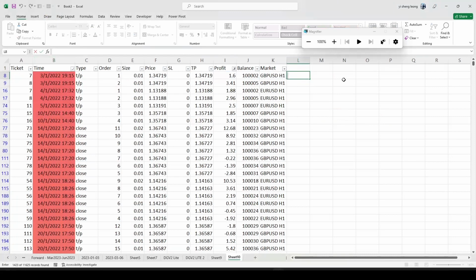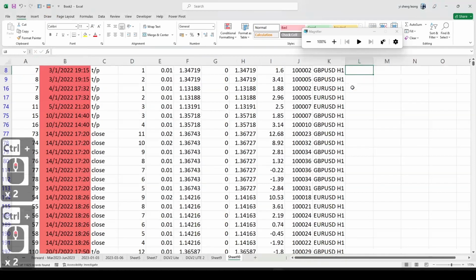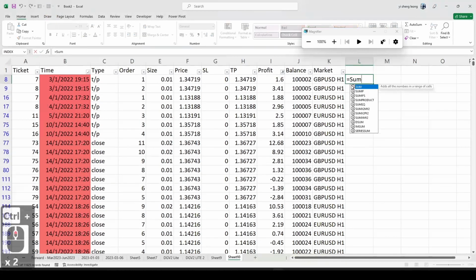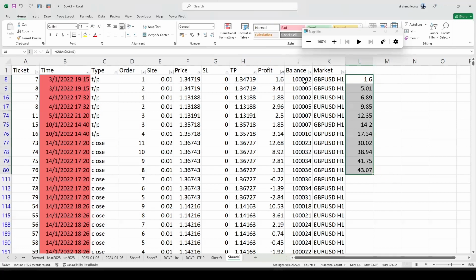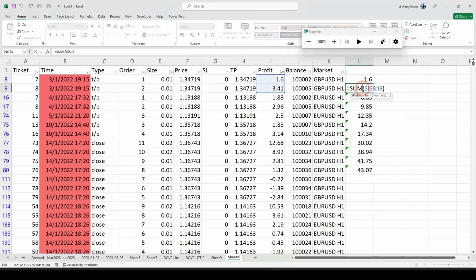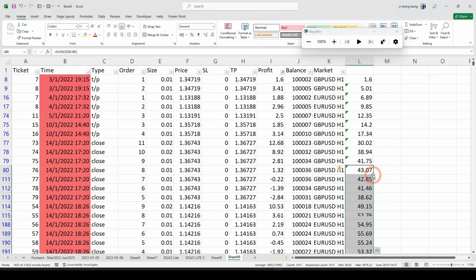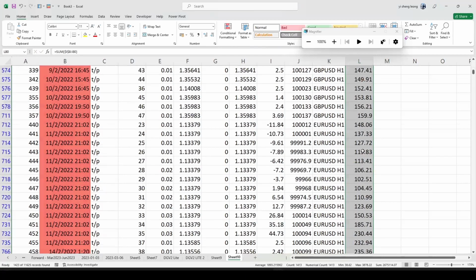So it's like using the same formula, equal sum, bracket, this until this, close bracket. Okay, then this, the first one, click F4. That will become $1.6. Then you just sum up all the things, then this will be the profit consecutively. Okay. Now just double click all the way to the end. Then this is your net profit over the time.